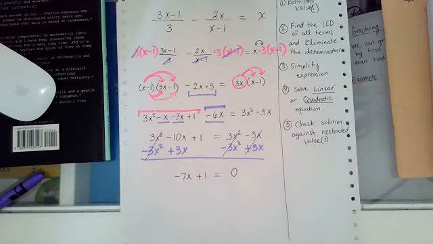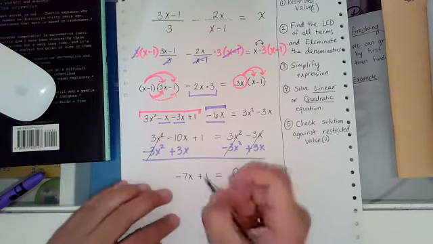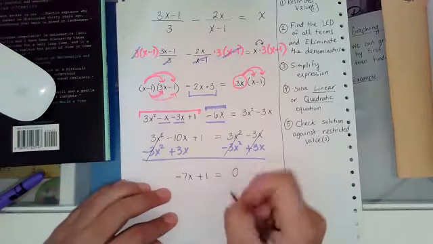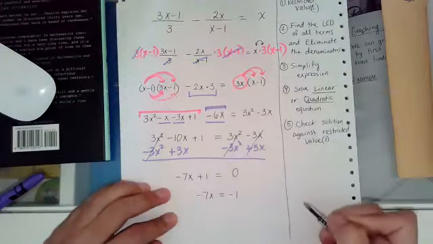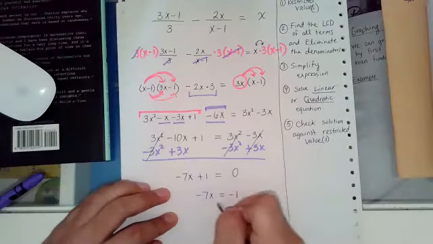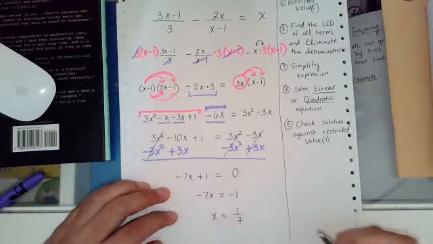So it turns out that this is just a linear equation. So now we just have to solve for x. Okay, so you might move the 1 over to the other side, call that a -1. Then divide both sides by -7. So you should get x is equal to 1 over 7.